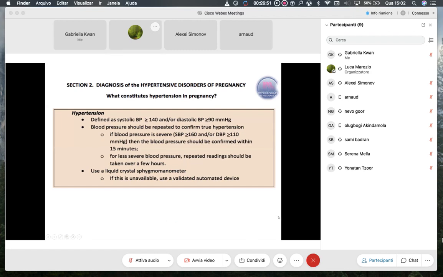Well, first of all, how to diagnose hypertension in pregnancy? We define hypertension in pregnancy as a systolic blood pressure greater or equal to 140 and/or a diastolic blood pressure greater or equal to 90 millimeters of mercury. This is the usual cutoff for diagnosing hypertension even outside pregnancy.